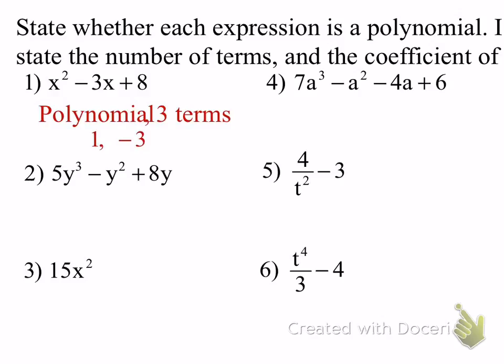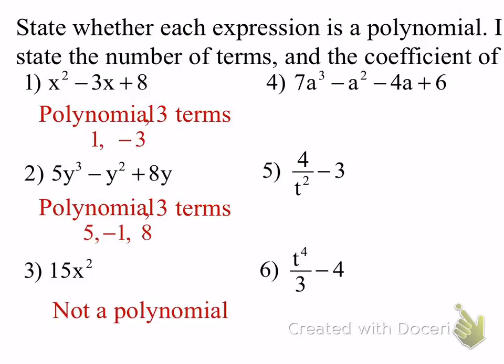Okay, number 2. Is it a polynomial? Yeah. How many terms? 3. Okay, and what is the coefficient of the first one? 5. Second one? 1. And third one? 8. Good. Is this a polynomial? No. Okay, I'm going to skip that one. How many terms, though, do we have? 4. And notice, we only have 3 coefficients: 7, -1, and -4. I'm just confused on what makes it a polynomial. Many terms. More than one term. Okay.